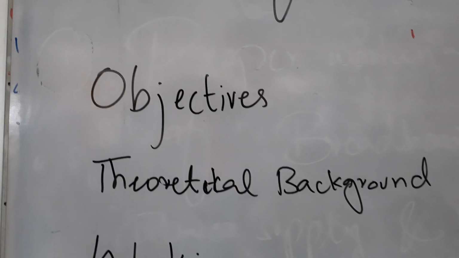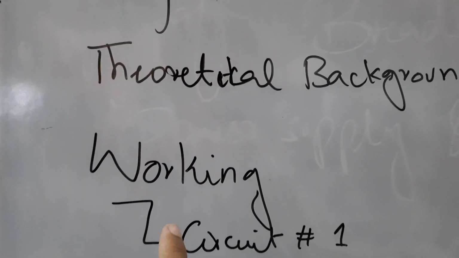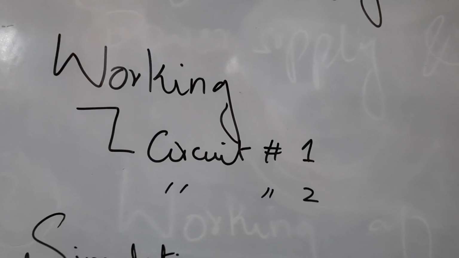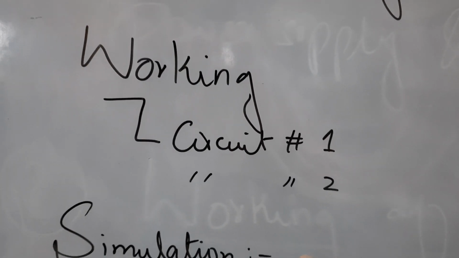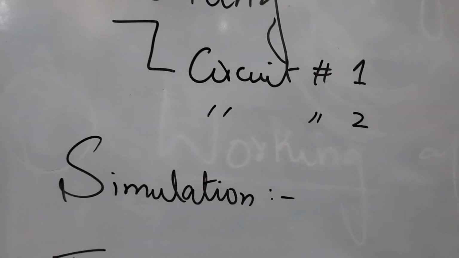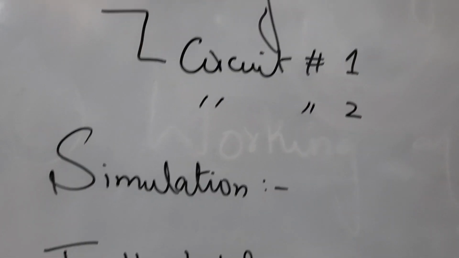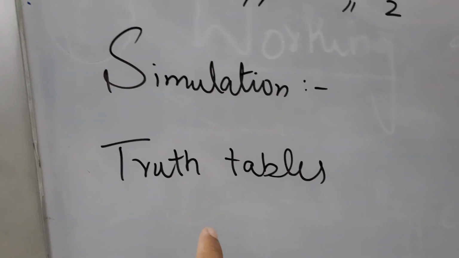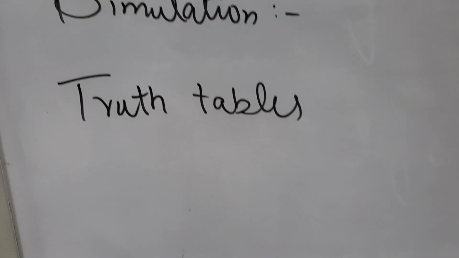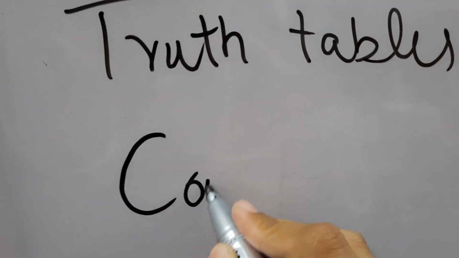And for the reports, you will be following this pattern: objectives, theoretical background, working of circuit 1, circuit 2, circuit 3, of all the circuits that you will be making in one lab. Then simulation, you will be making the same circuits on Proteus. Again, circuit 1, circuit 2, circuit 3 on Proteus. Then truth tables, obviously it is a digital electronic circuit, so there will be truth tables, you need to include that. And at the last, you need a conclusion.